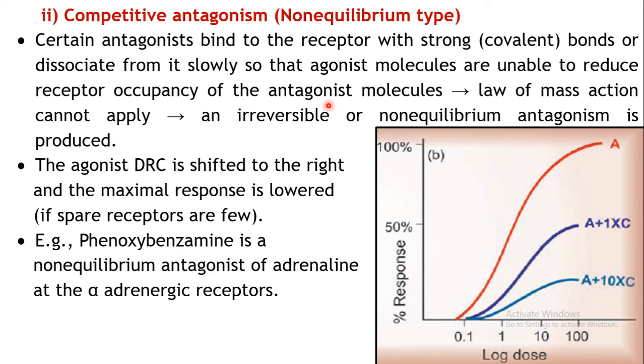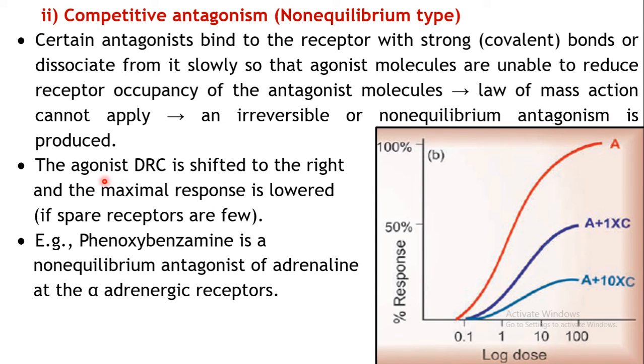In the earlier case, the equilibrium type, what we have seen is that it depends upon the relative concentration of the agonist and the antagonist. And if you enhance the concentration of your agonist, the competitive antagonism can be reversed, right? But that is not the case with this type. In this particular situation, the antagonism is not surmountable. No matter how much you increase the concentration of your agonist, it cannot be reversed. So it is an irreversible or non-equilibrium antagonism.